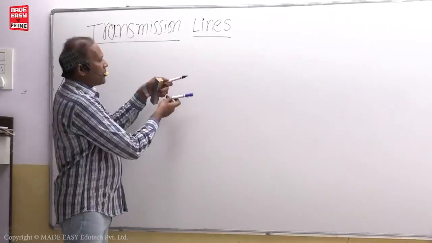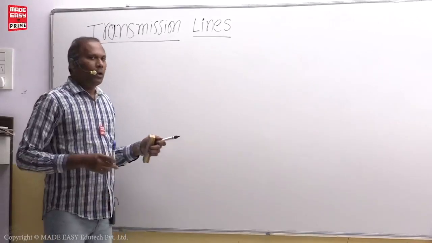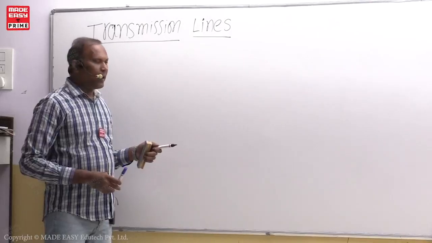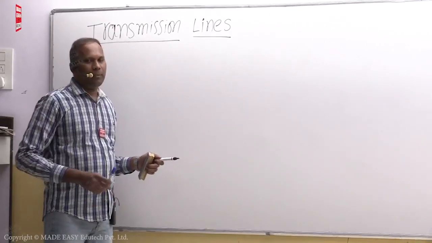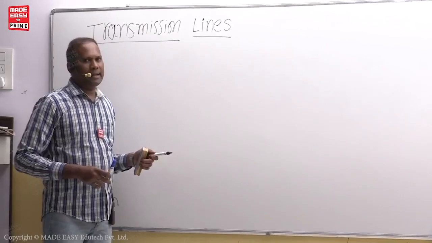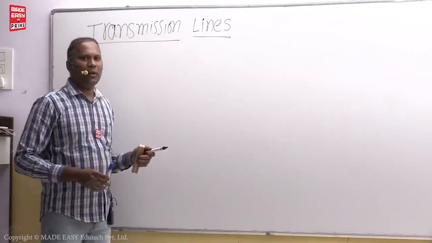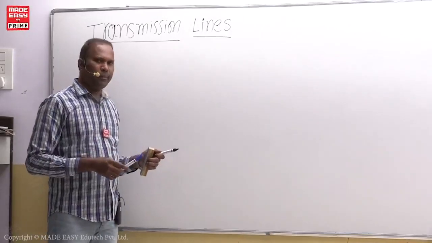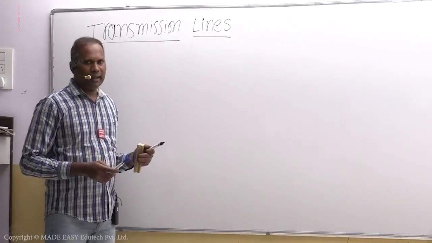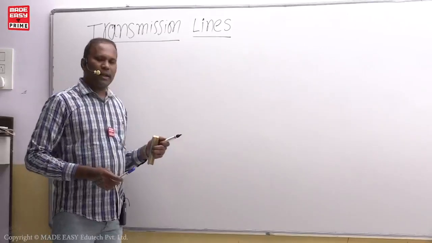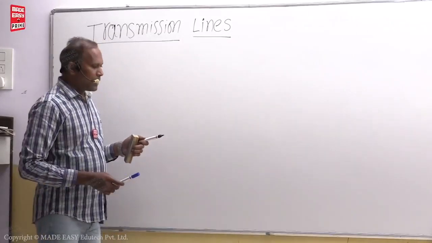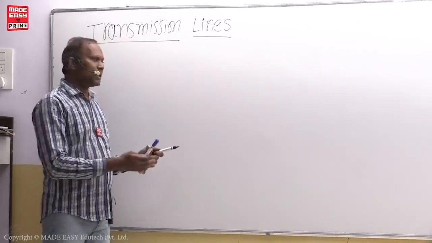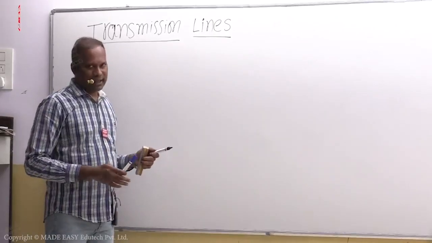The same two-wire transmission lines are used in electronics and communication engineering to transfer power at high frequency, that means greater than megahertz frequencies, from one location to other location. So maybe in electrical engineering or maybe in electronics and communication engineering, these two-wire transmission structures are used to transfer power from source to load. Source is at one location, load is at other location.